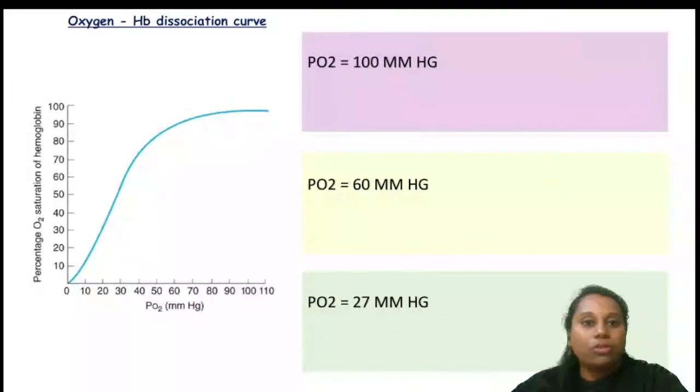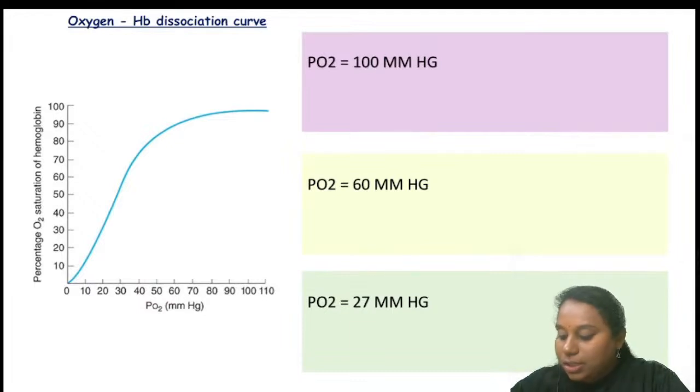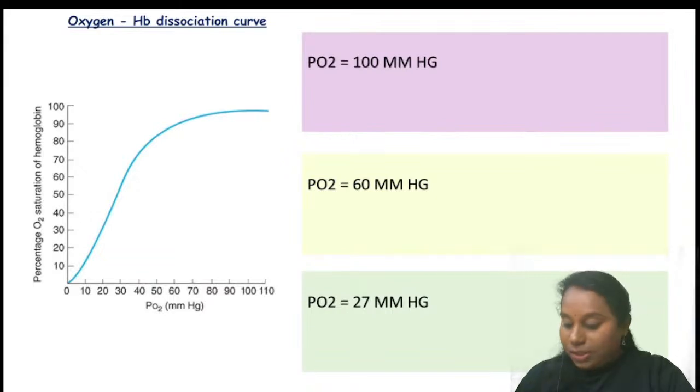Quickly, let's learn about the oxygen hemoglobin dissociation curve. Then we'll come back to the question. This is the oxyhemoglobin dissociation curve. This is a normal curve. In any normal curve, let's trace the normal curve first.